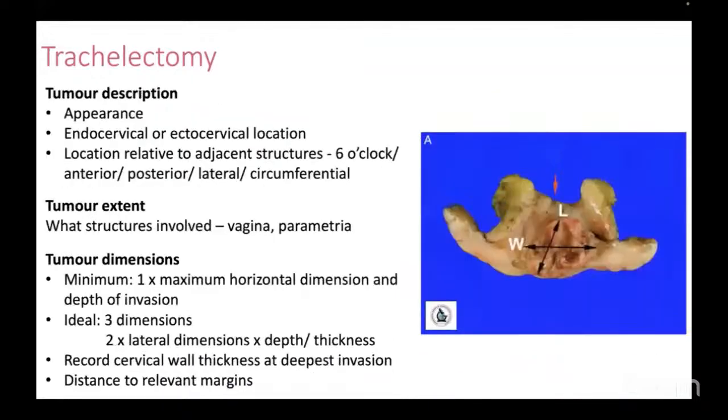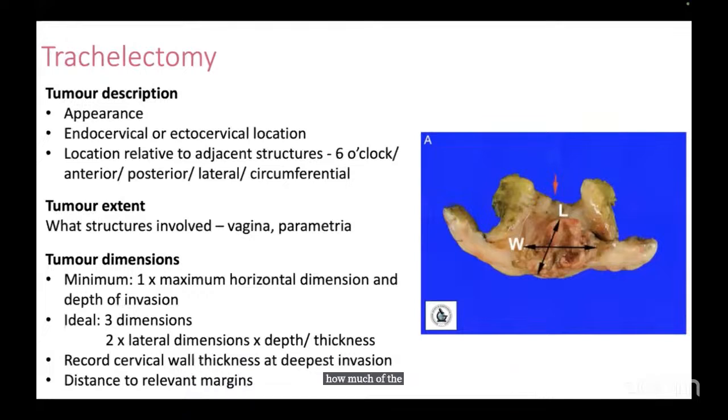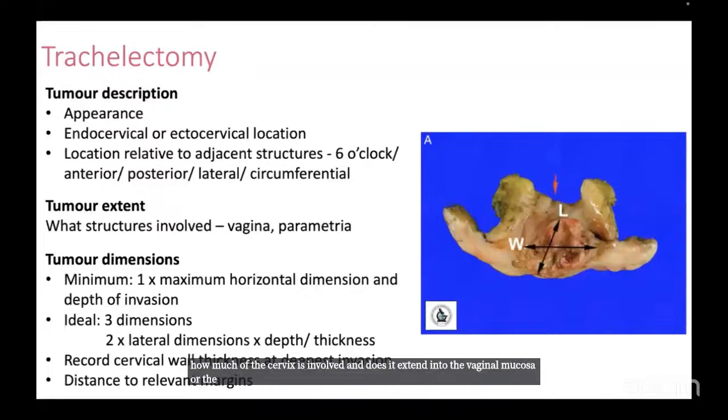Now, if there's an obvious tumour, this should be described. Is it exophytic? Is it plaque-like? Is it ulcerated? And also located relative to the ectocervix or the endocervix, and try and use some descriptors such as a clock face analogy to document where it's situated within the cervix. And tumour extent is also important in terms of how much of the cervix is involved and does it extend into the vaginal mucosa or the parametrial tissues.